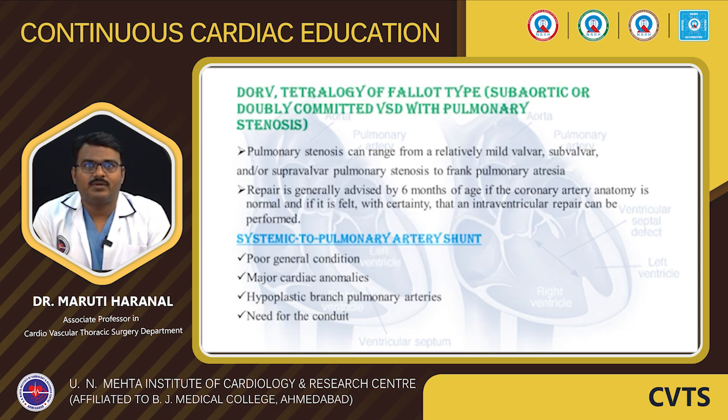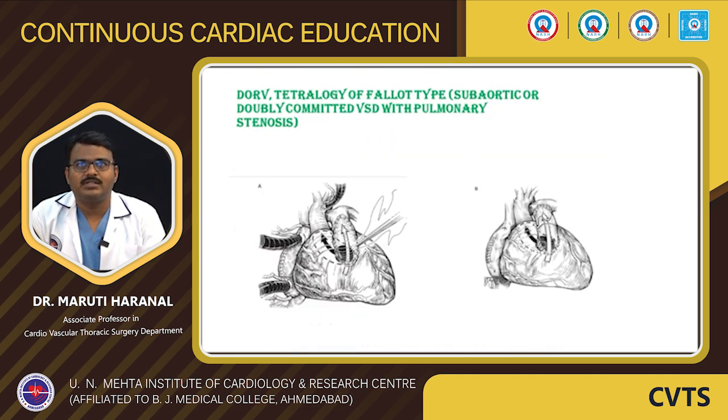In patients with Fallot type, pulmonary stenosis can range from a relatively mild valvar, subvalvar or supravalvular stenosis to frank pulmonary atresia. Repair is generally advised by 6 months of age if the coronary artery anatomy is normal and if it is felt with certainty that an intraventricular repair can be performed. In patients with poor general condition, major cardiac anomalies, hypoplastic branch pulmonary arteries and need for a conduit, a systemic to pulmonary artery shunt can be performed before definitive surgery. The surgical principles remain the same.